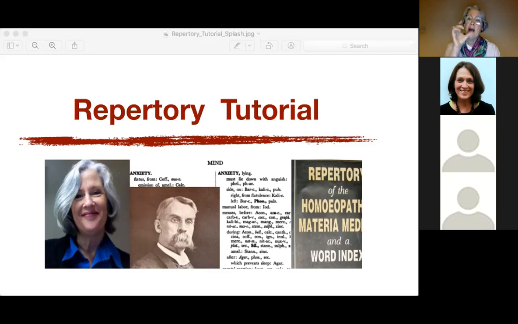And if we look at Materia Medica Pura, we see each substance listed in alphabetical order by Latin name, and he describes how the substance was prepared, and then all the symptoms are listed line by line, and sometimes they seem organized and sometimes they just seem kind of random.